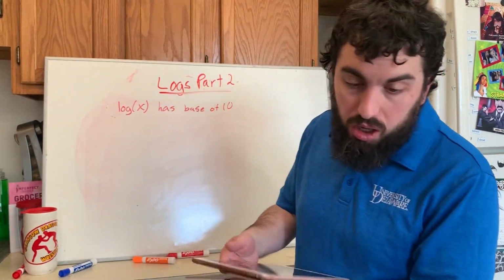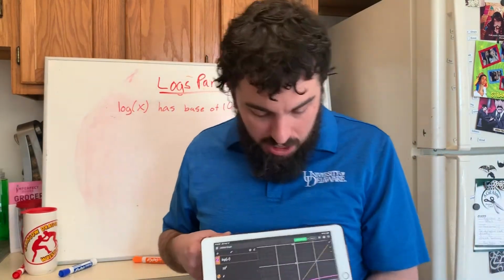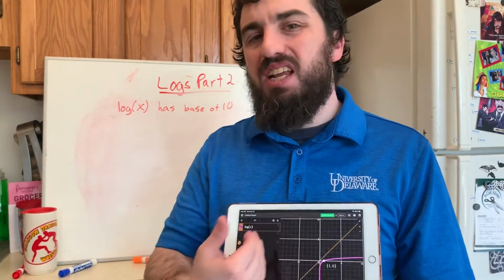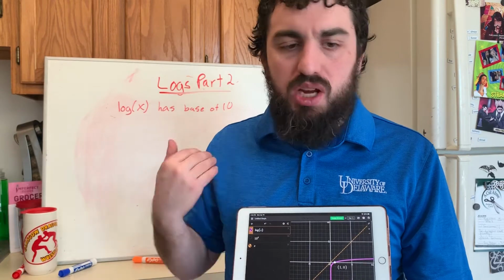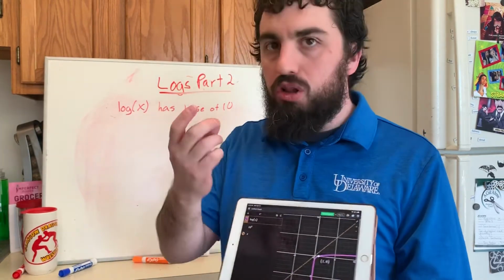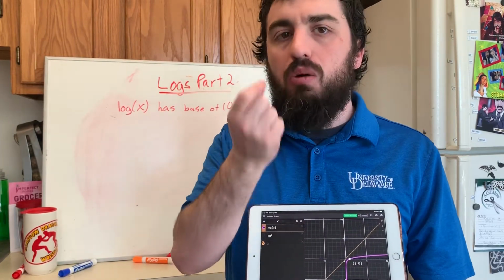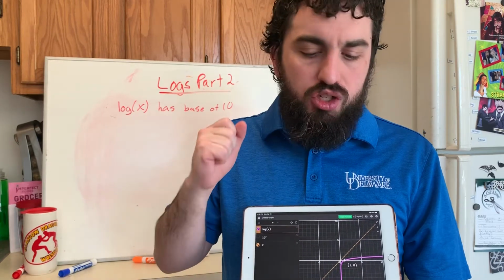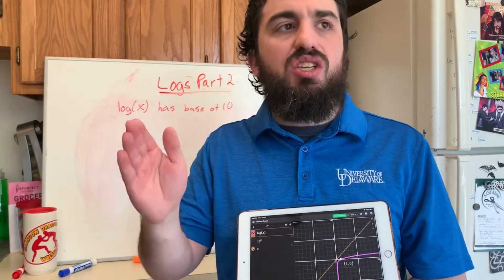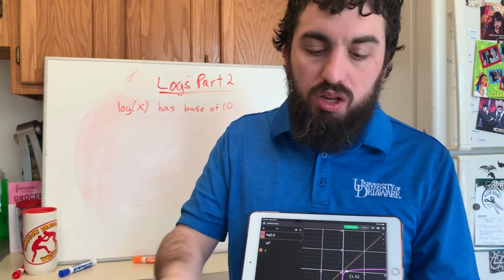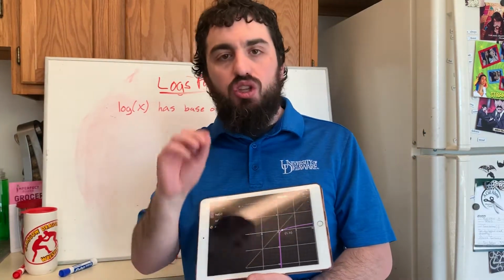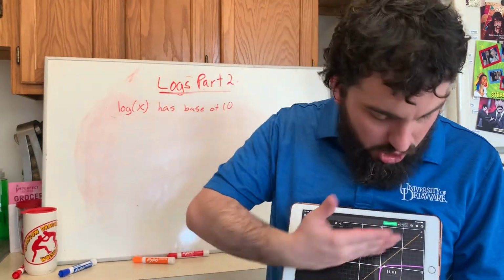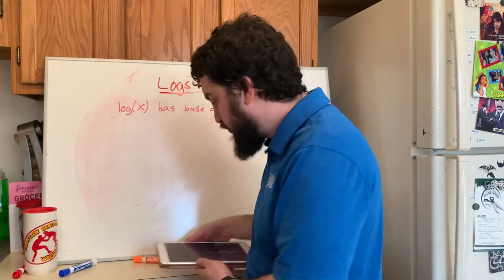So, a few more things. The domain: I cannot have negatives inside my logs. I cannot plug a negative number into a log function. It will not work for us. So the domain is x is greater than 0. The range, however, is all real numbers because it does go up forever.